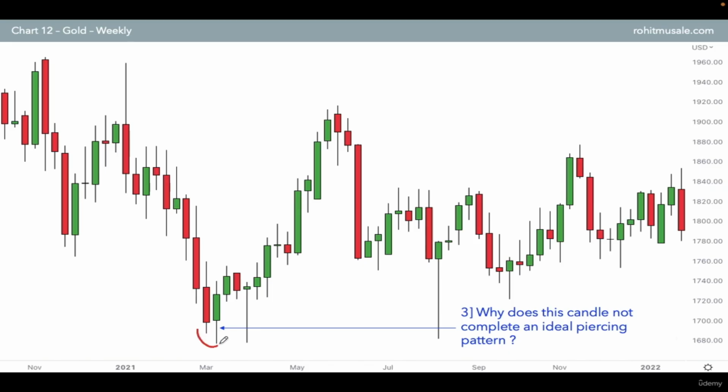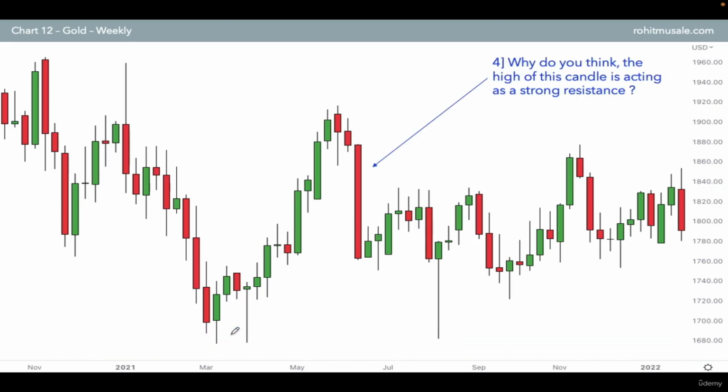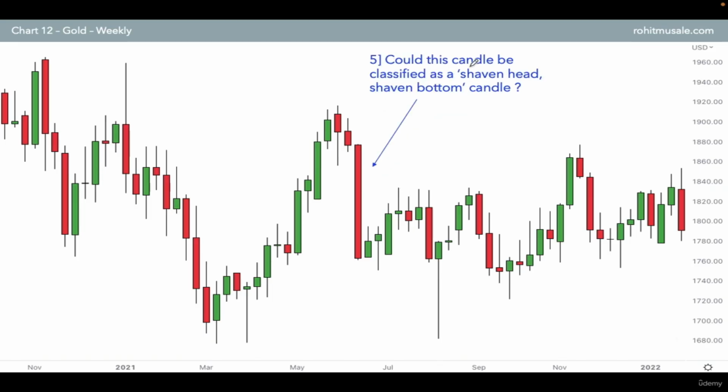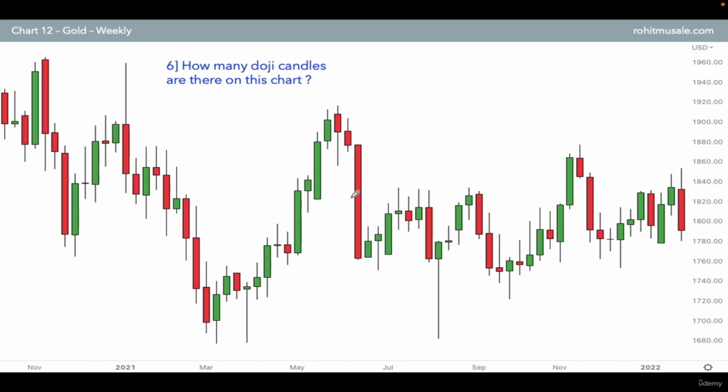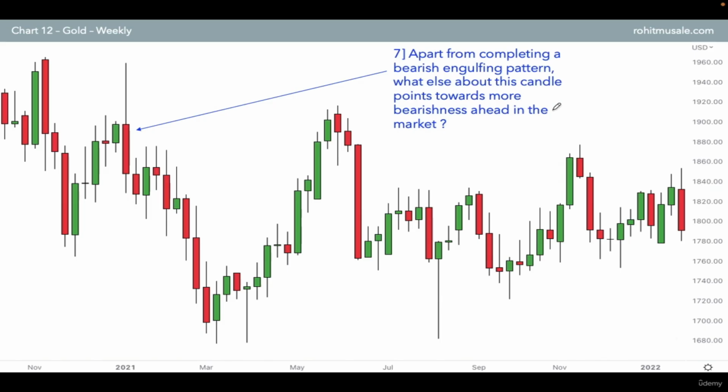So you have to look at these 2 candles. Number 4, why do you think the high of this candle is acting as a strong resistance to this tall red candle? Number 5, could this candle be classified as a shaven head, shaven bottom candle? So we are looking at this candle. Number 6, how many doji candles are there on this chart? And number 7, apart from completing a bearish engulfing pattern, what else about this candle points towards more bearishness ahead in this market? So we are looking at this, the red candle.